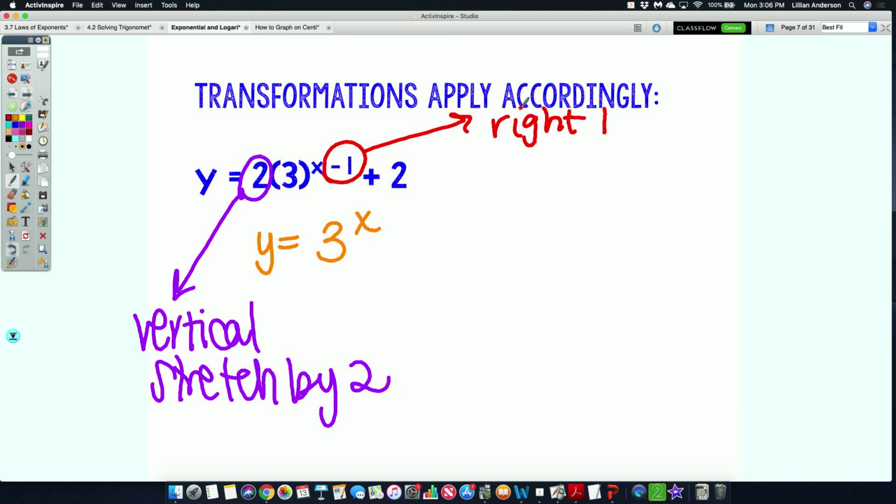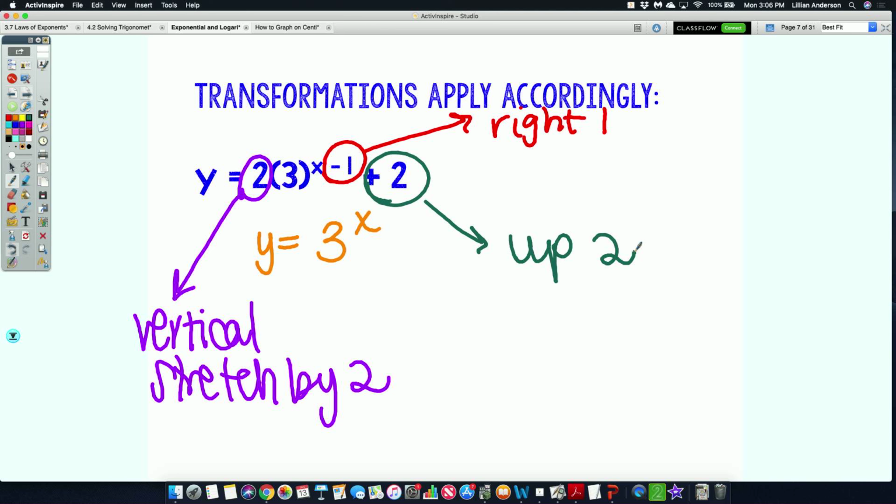A translation to the right one. Remember, anything inside with the x, or in this case, in the exponent with the x, meant it moved left and right. Remember, everything was the opposite. And what about the 2? It's a vertical translation up 2.